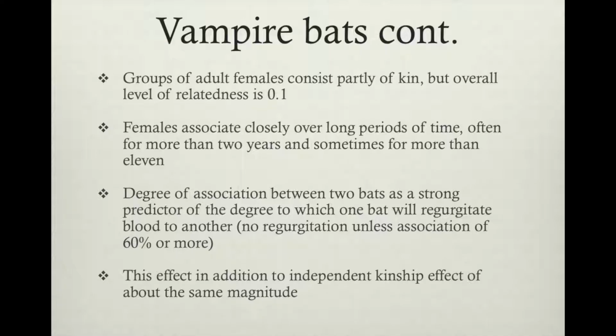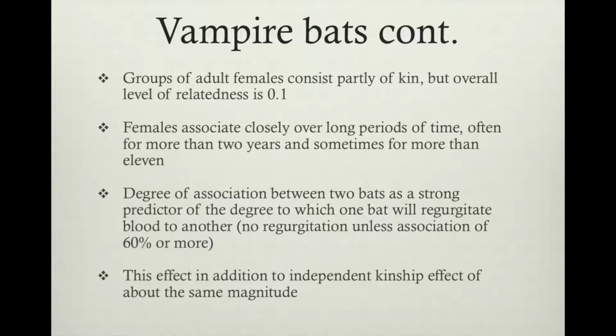Females will associate closely over long periods of time, often for more than 2 years, sometimes even more than 11 years. They have about a 30 to 33 year lifespan. So if we're in this situation where we are going to have upwards of 11 years of close association, if you break down even 1 year into these overlapping periods of 3 days, these overlapping periods that would be starvation periods, you've got many, many, many opportunities for reciprocation.